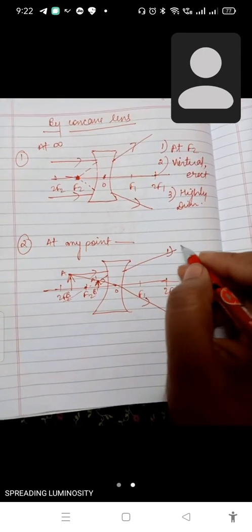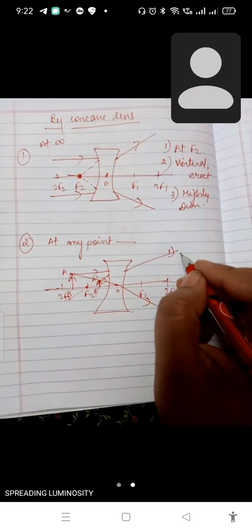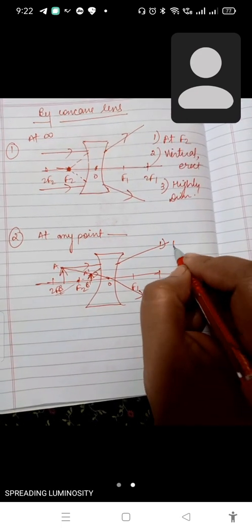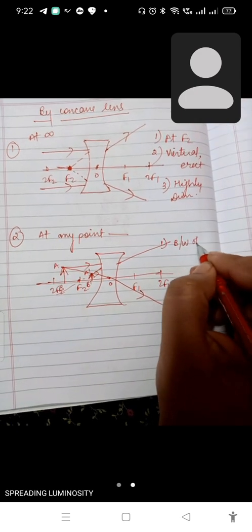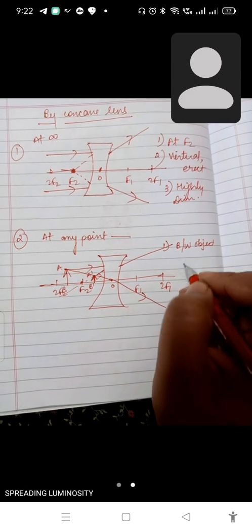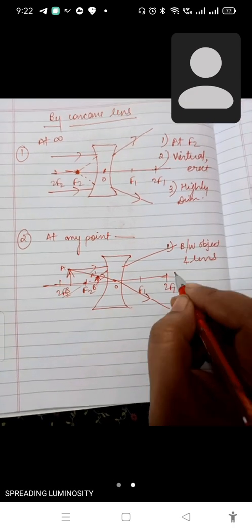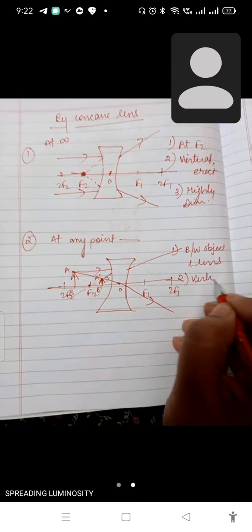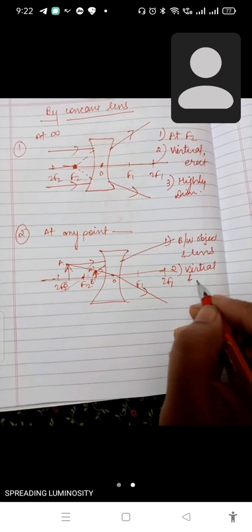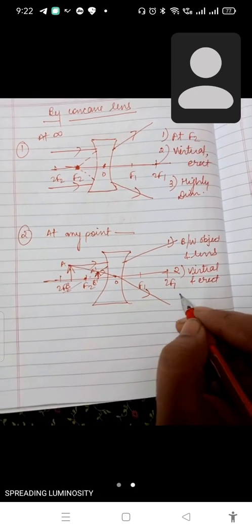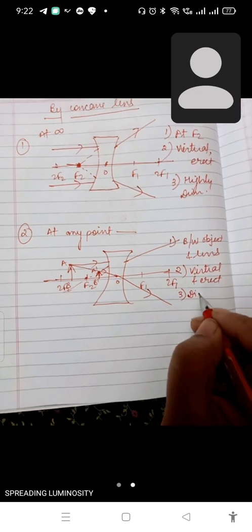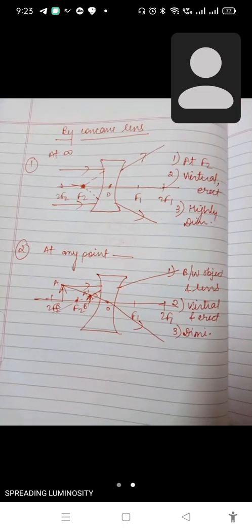Where is the image formed? Between object and lens. Second, which type of image? Virtual and erect. And it is diminished because it is visible. So these are the two ray diagrams which we have to draw in concave. Concave contains only two ray diagrams.